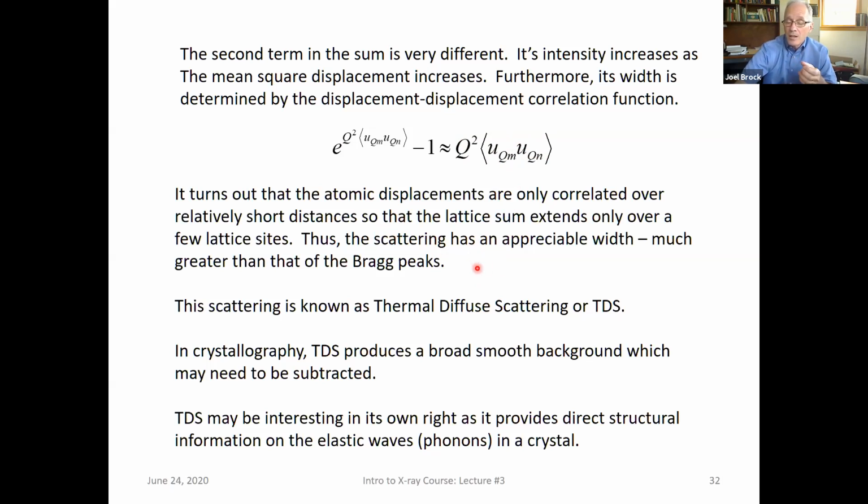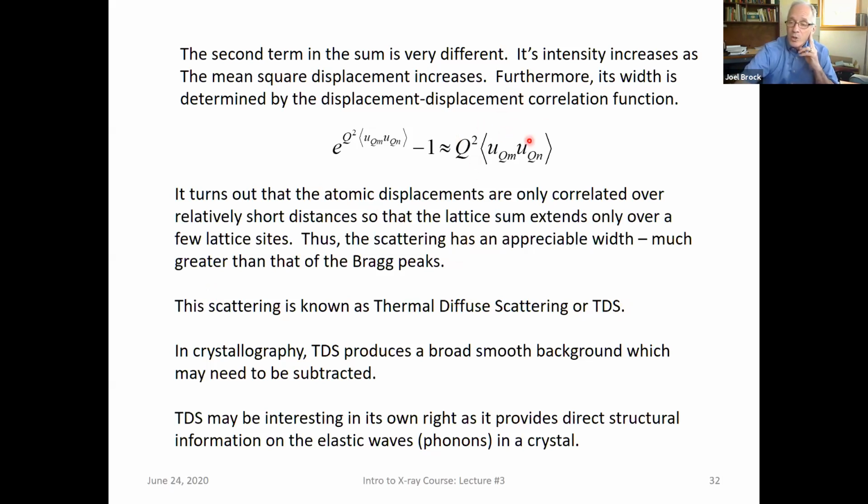So that means if I have a thing where the correlations are small, that's like having a small crystal. So I expect the scattering to be spread out in reciprocal space, so that it'll be much broader than the width of the Bragg peak. So what I expect my scattering to look like is the sum of a very sharp Bragg peak and then a broad diffuse peak, which is this thermal diffuse scattering. And it's called first order thermal diffuse scattering.